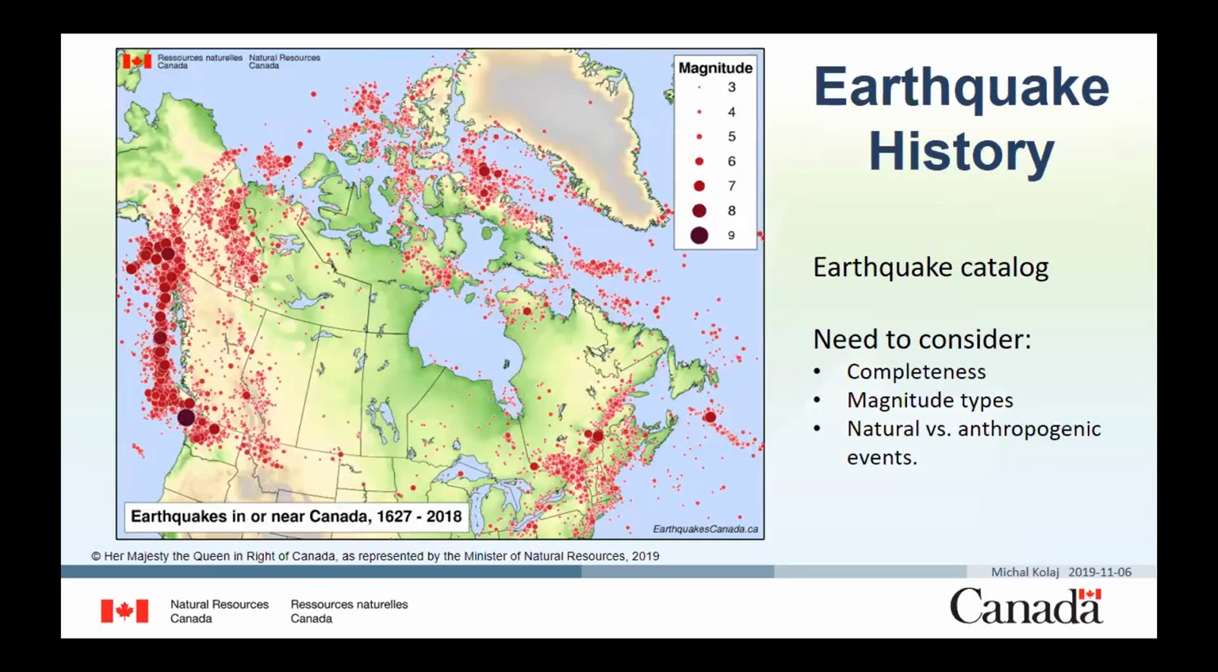Earthquake history, by that I mean an earthquake catalog. In Canada, we record earthquakes. We have a seismograph network across the entire country, and we're constantly monitoring and recording earthquakes. There's also paleoseismology work to look at historic records and how big they were. When you're looking at this, you really need to consider how complete your catalog is. Is it complete to magnitude 1, magnitude 2, or magnitude 3? What kind of magnitude types do you use? Not all magnitude types are created equal. You also have to consider whether you're going to look at just natural seismicity or induced seismicity, and you might want to treat those differently.